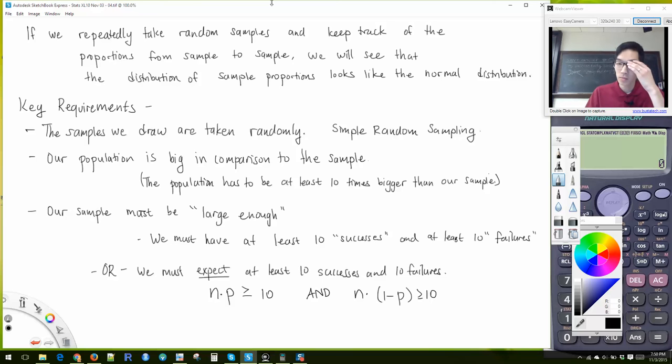The failure is the right side? You know, it's an arbitrary label. Success and failure are the terms they've used in the literature, but it just means 10 times it does happen and 10 times it doesn't happen. So in our case with the M&Ms, whenever I take a scoop of candies, I have to expect at least 10 to be red and 10 not to be red. Or Reese's Pieces, I need to expect at least 10 to be yellow and 10 not to be yellow. It doesn't matter what we call a success and what we call a failure.